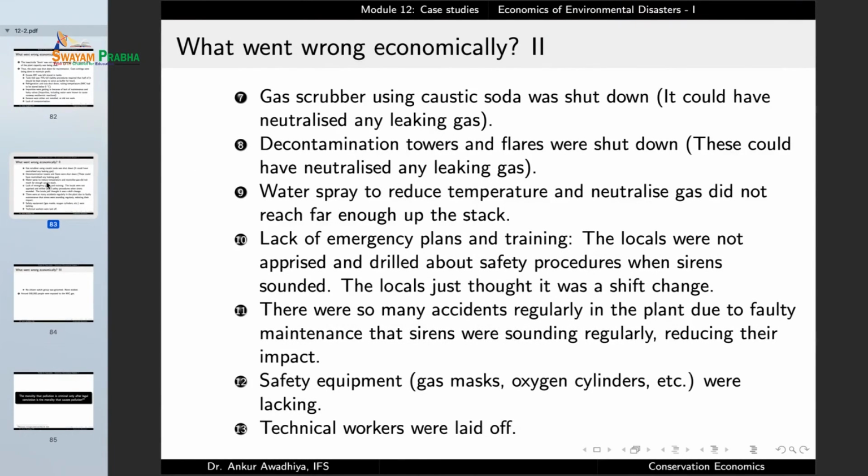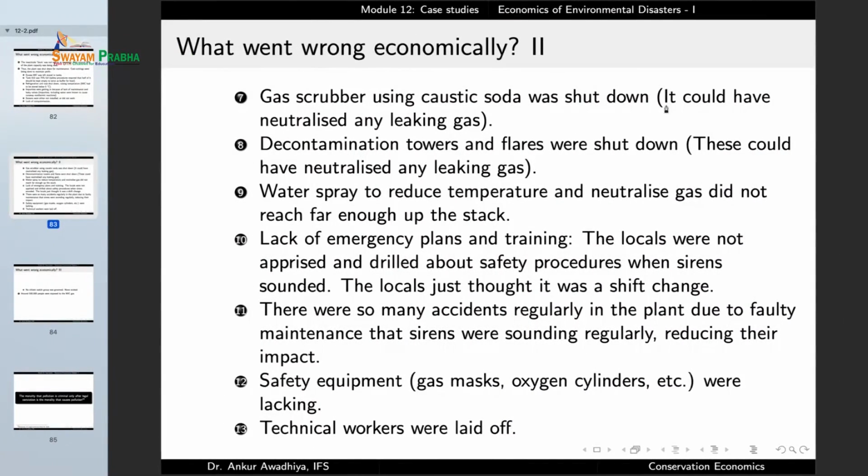The gas scrubber that used caustic soda was shut down. Now, why do we need a gas scrubber? Because if any gas gets leaked from the industry, it should be neutralized. There are different ways of neutralizing a gas. One is that you treat it with certain chemicals such as caustic soda. Second is that you can burn the gas. Third is that you can make it pass through certain other chemicals that will absorb the gas. But in this case, the gas scrubber was shut down. Why? Again, to maximize profits, to bring the cost down.